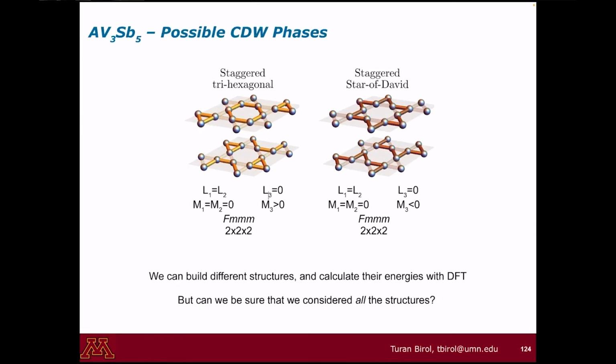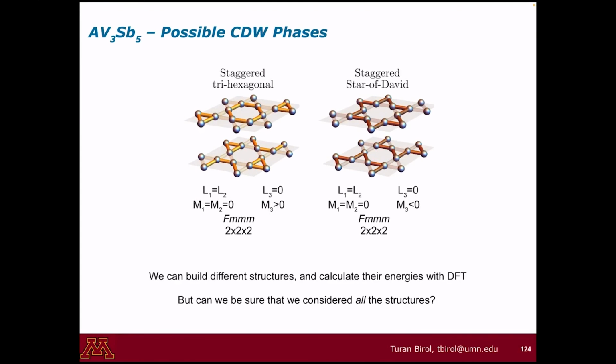But also you can have 2 components of L and 1 component of M to be non-zero, and depending on the signs you can get these staggered patterns where you have either trihexagonals or Stars of David, where the centers are staggered from one layer to the other. Each of these gives rise to different space groups. Sometimes, coincidentally, the space groups match. And there just seem to be too many of these to try and find by trial and error.